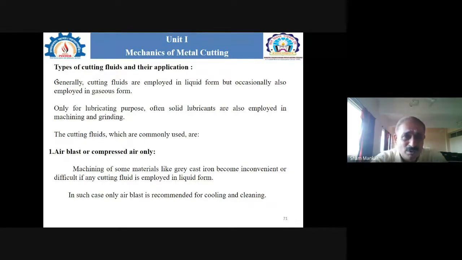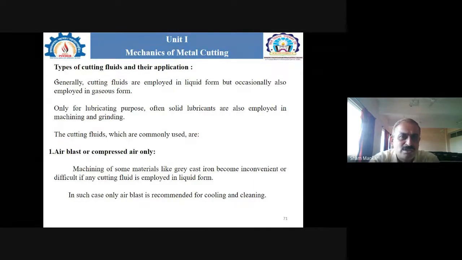So as we know, these are some of the important properties or characteristics of the cutting fluid which we want to select for machining purposes. Apart from that, we must also know what the different types of cutting fluids and their applications are.